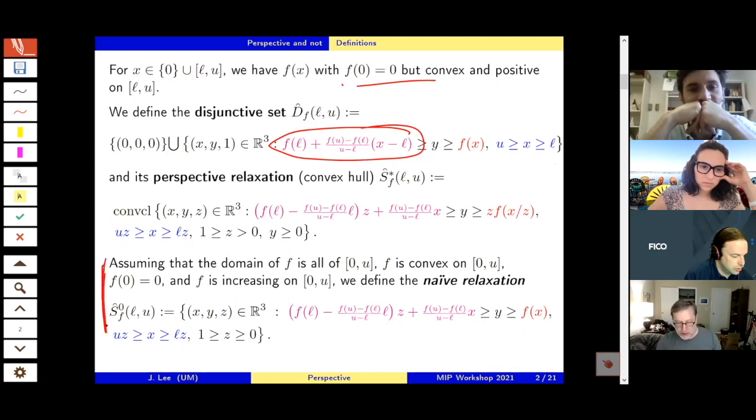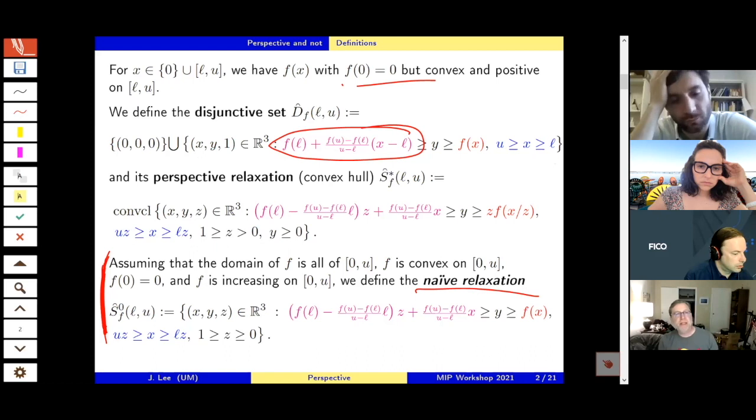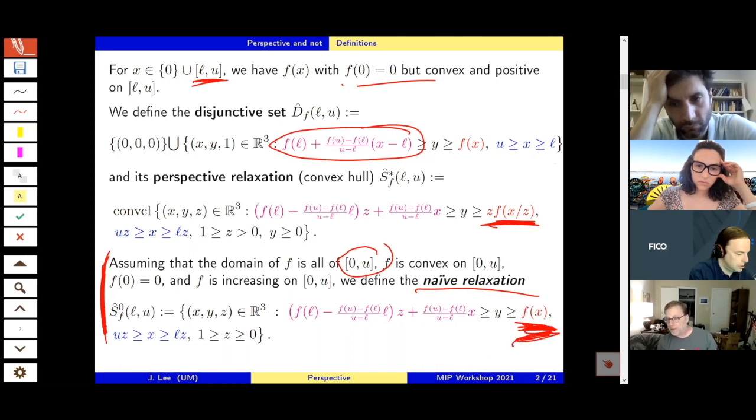A simpler relaxation, which is what your master's student would do, is what we call the naive relaxation. Now this needs more assumptions. We have to assume not only that f is defined on L to U, but that it's defined on all of 0 up to the upper bound U. The reason is that we don't do this perspective transformation anymore. We just leave the function f of X there. Since we don't scale X down by the Z factor, we've got to do something, and the way we deal with that is by assuming that f is defined on the whole interval from 0 to U.